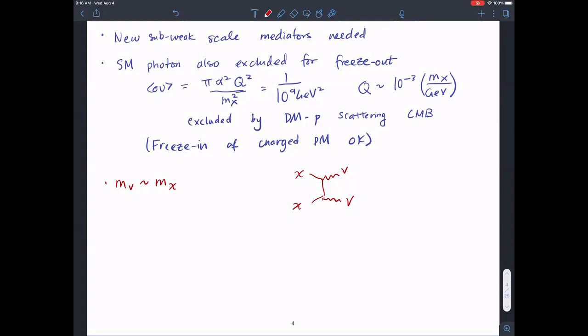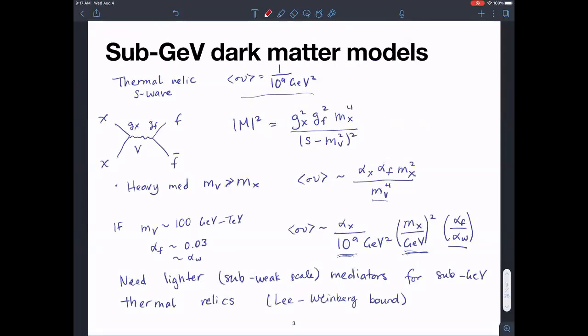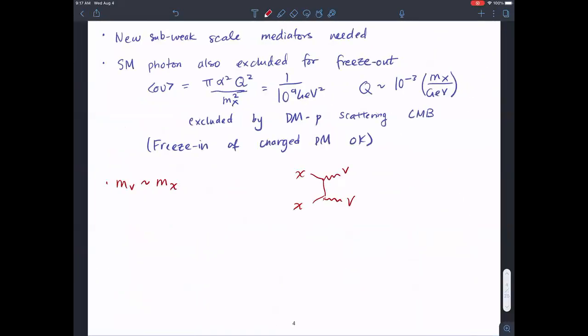Okay, so if we go back to the estimate of the cross-section from this previous slide, we have this estimate, which is for a heavy mediator. When the mediator is relatively light, similar to or lighter than the dark matter mass, we can replace the mediator mass in the bottom with the dark matter mass itself. So this was for direct annihilation to standard model.